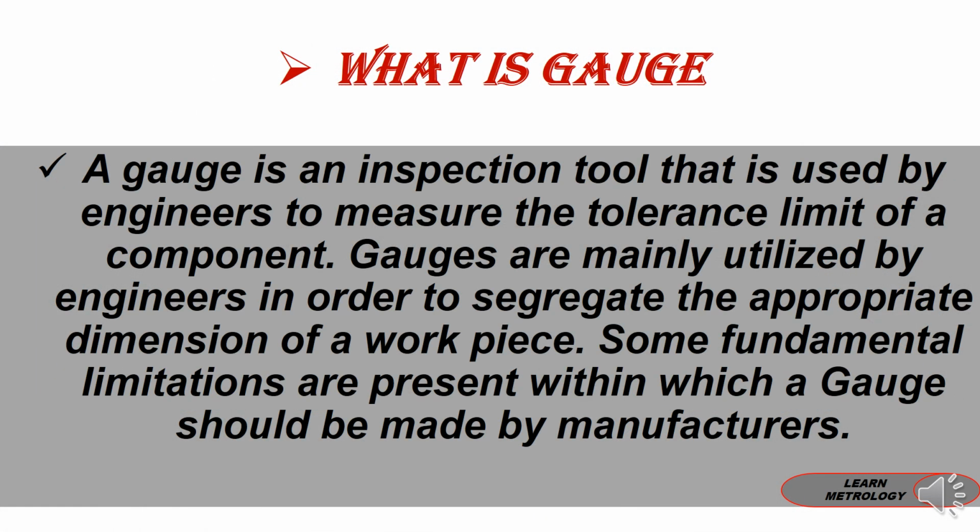Today we will discuss about gauges. So let's start our topic. What is a gauge? A gauge is an inspection tool that is used by engineers to measure the tolerance limit of a component. Gauges are mainly utilized by engineers in order to check the appropriate dimensions of a workpiece. Some fundamental limitations are present within which a gauge should be made by the manufacturer.